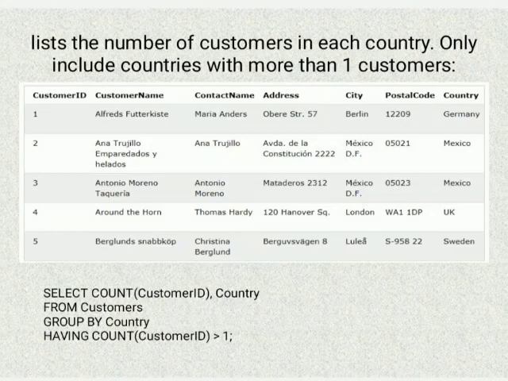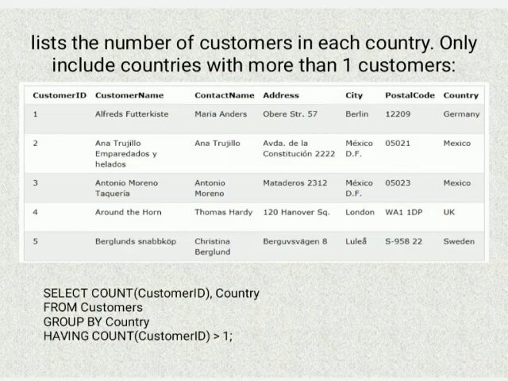Now let us understand this having clause with the help of an example. The customers table is given here in front of us, and the question is: list the number of customers in each country. In each country. Each means we understand that we have to apply group by. Grouping is supposed to be done. And the question further says, only include countries with more than one customer.